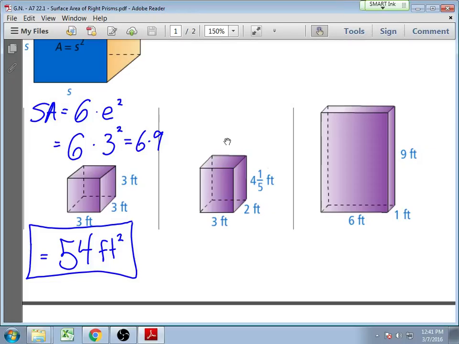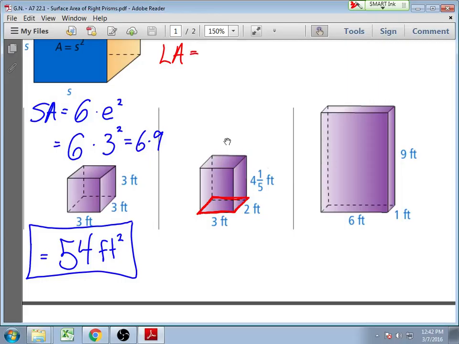Moving on to my next prism, again, any of these faces could be the base because all we know is that it's rectangular. So I'm just going to use the bottom face. This is going to be my base. It's also got easier numbers to work with. So we start by dealing with lateral area.